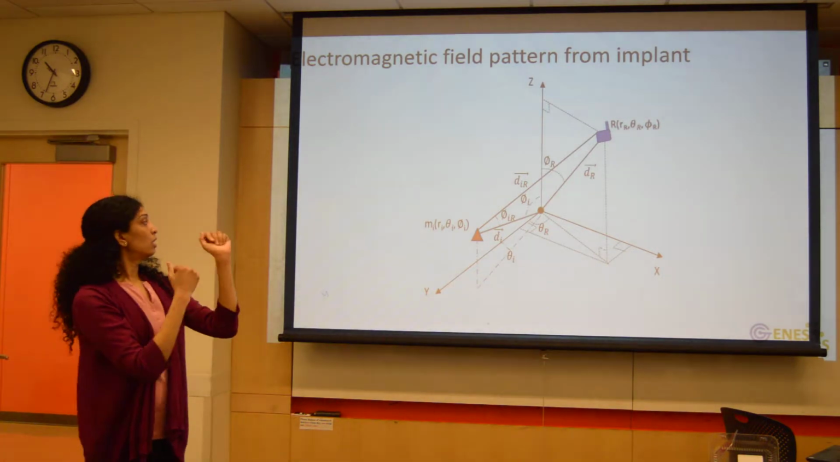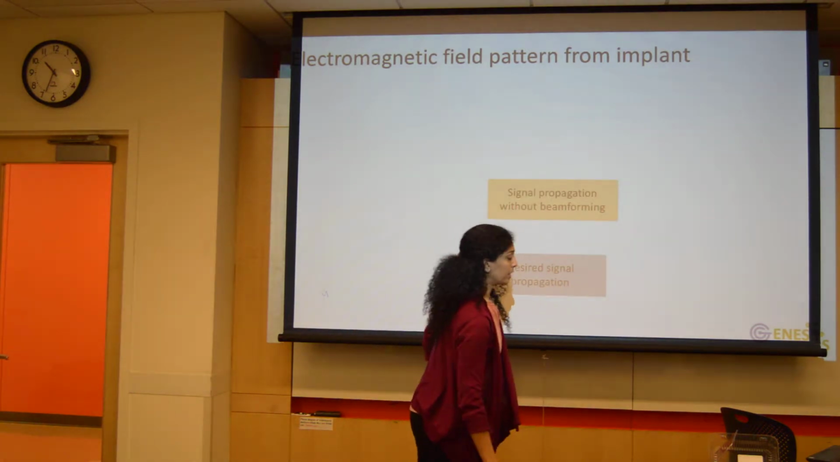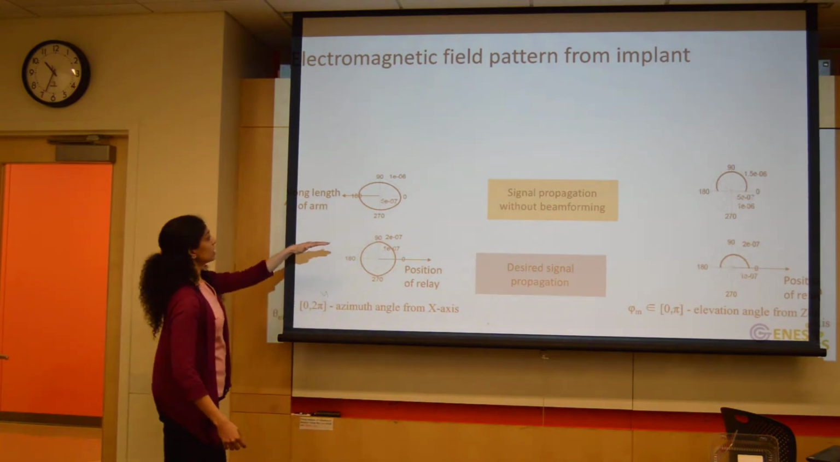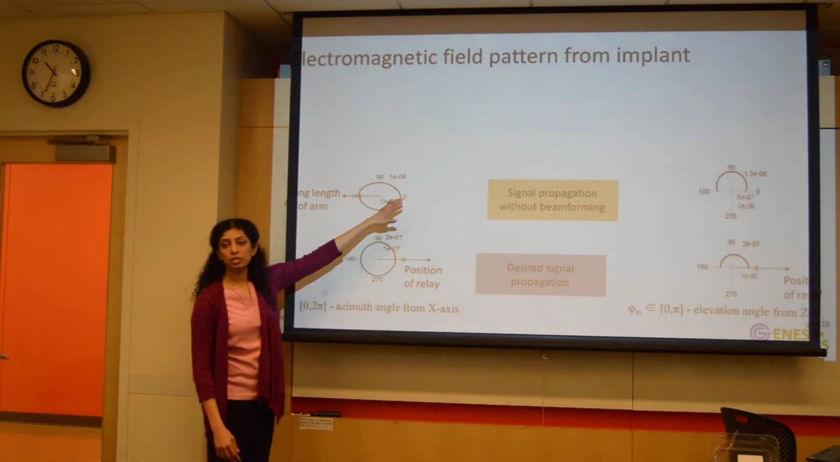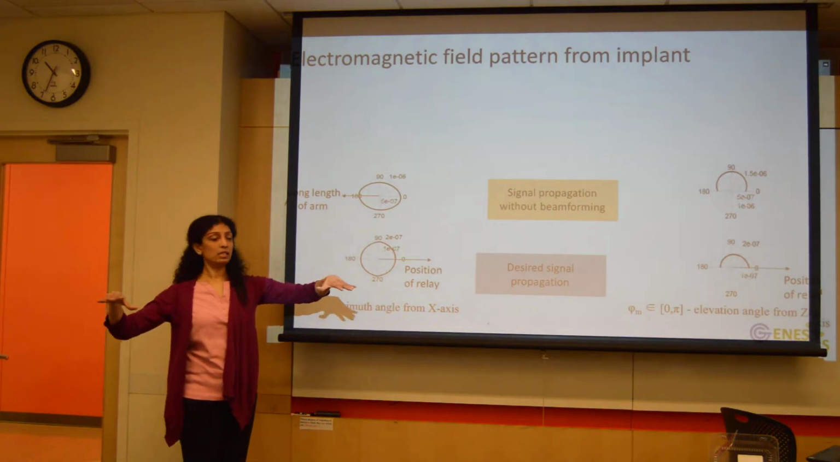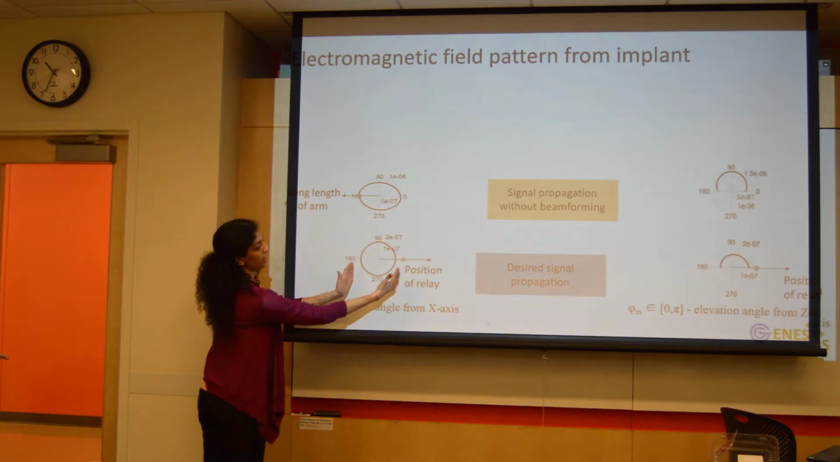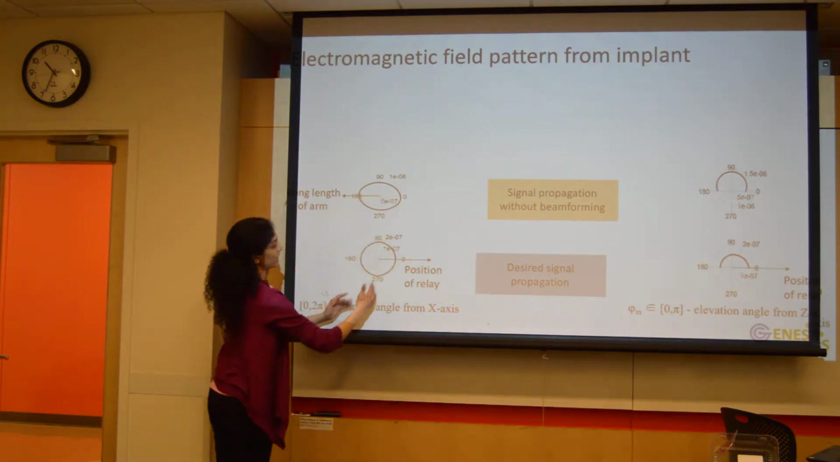So with this assumption, I'll show you how we set the objective. This is the azimuth plane. This is the original signal wave which the implant propagates along the muscles, so it is distributed in this direction. After beamforming, it should be like this. So this signal has to be narrowed down like this.